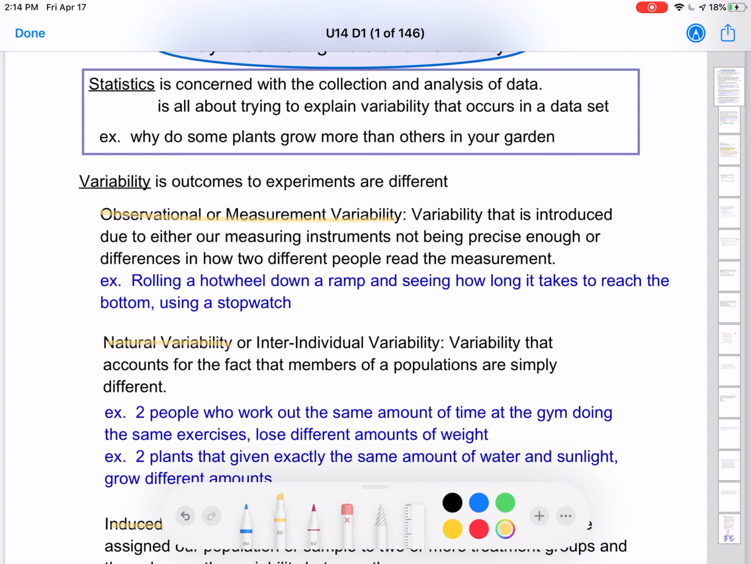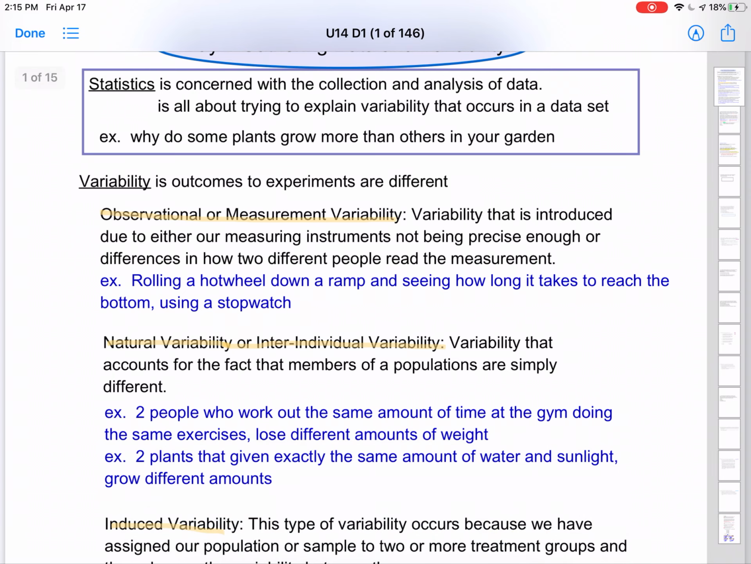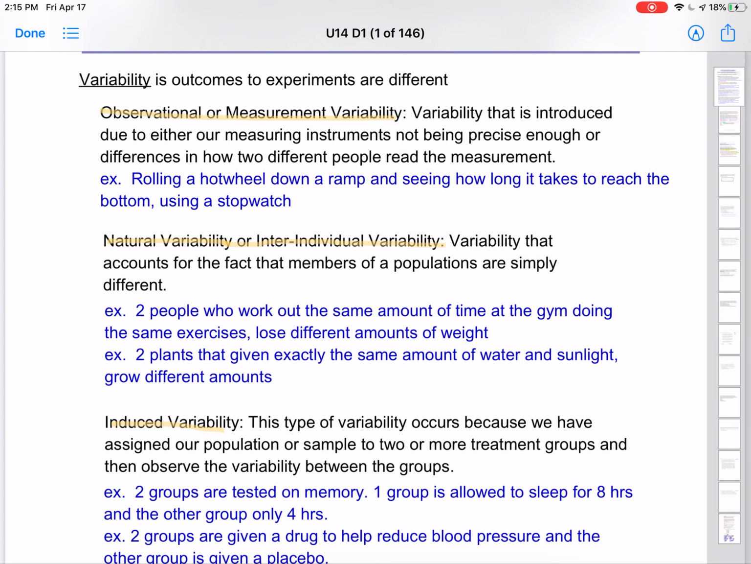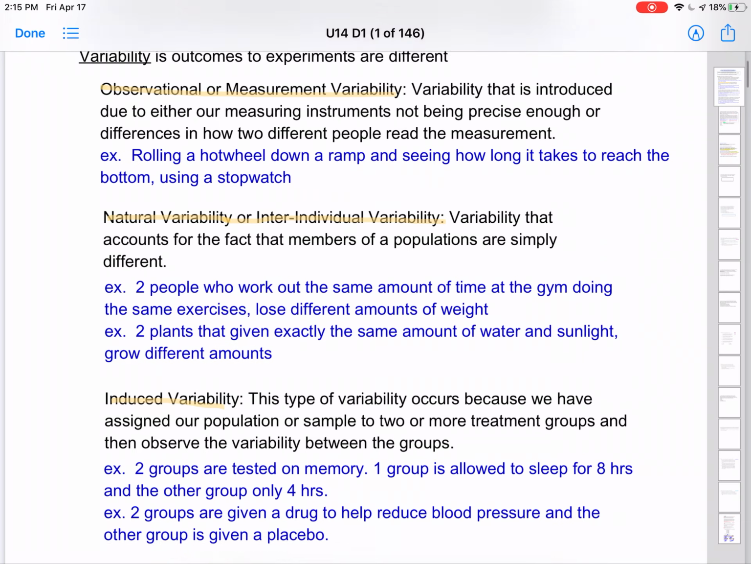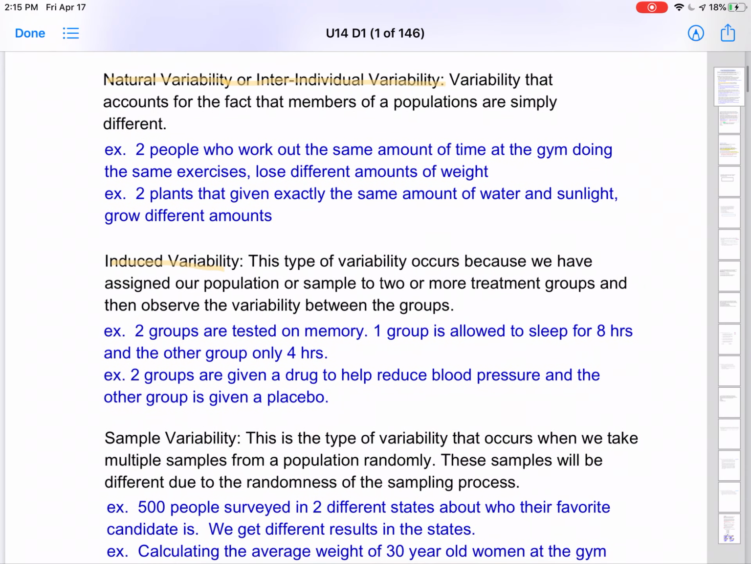Natural variability, or individual variability, is variability that accounts for the fact that members of the population are simply different. So look at these. Two people who work out the same amount of time at the gym doing the same exercises lose different amounts of weight. Well, we all know that that's true, right? So that's just natural variability. Two plants given exactly the same amount of water and sunlight grow different amounts. I know in my garden that happens all the time, and I'm like, what happened to this one? Who knows what the chemical makeup was of that one plant.